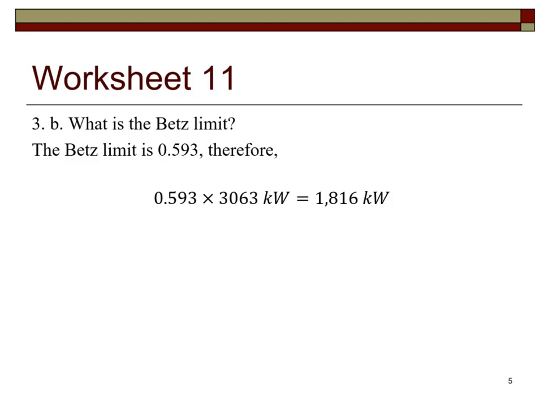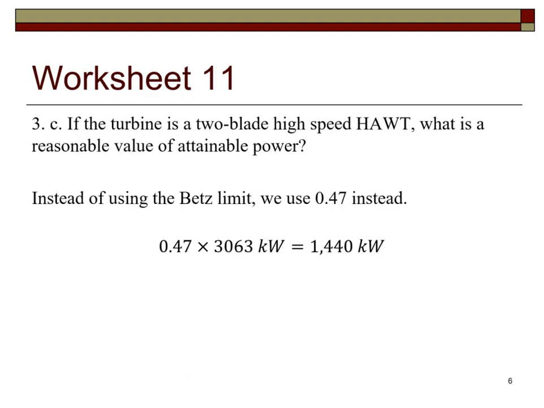Next, we are to use the Betz limit, so we simply multiply 0.593 times the 3,063 kilowatts and obtain 1,816 kilowatts. The Betz limit is the highest theoretical power we can capture from the wind. In reality, it's something less than that.